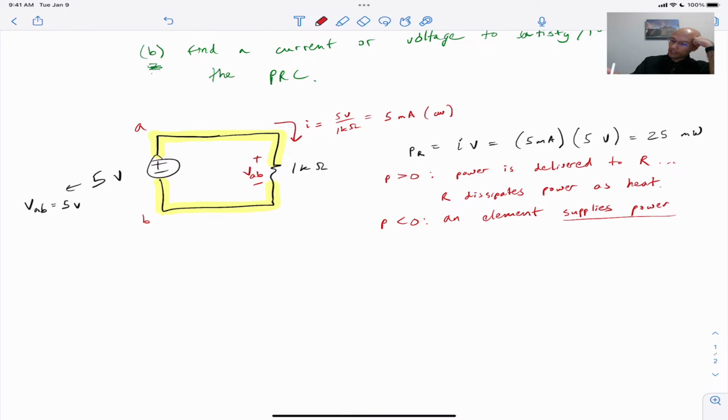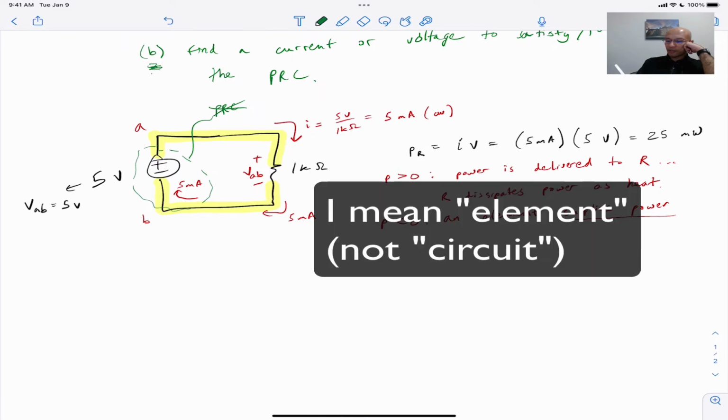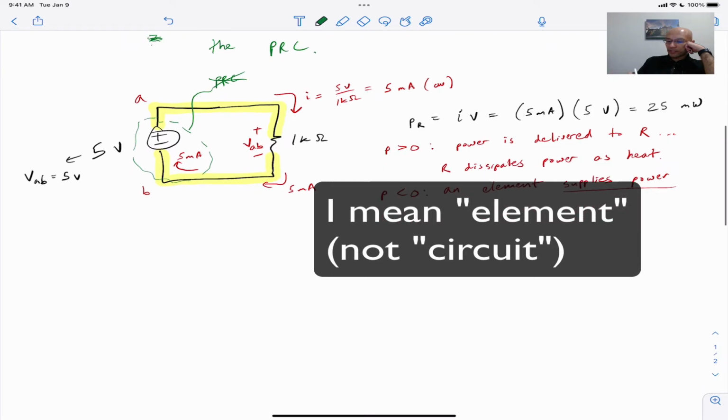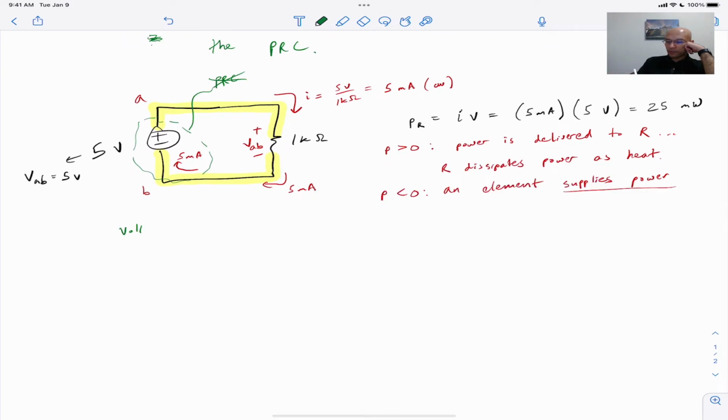Now we can look at the battery or the voltage source, because we know that 5 milliamps flows this direction and 5 milliamps this direction. But notice that in the case of the power supply, this does not follow the passive reference convention, because the current is flowing from the minus terminal to the plus terminal as it goes through the circuit. So for the voltage source, it's a little different.